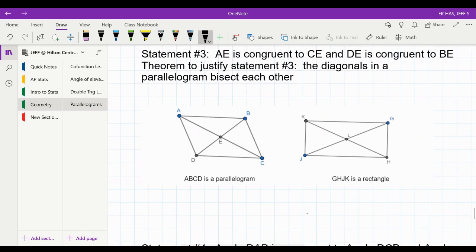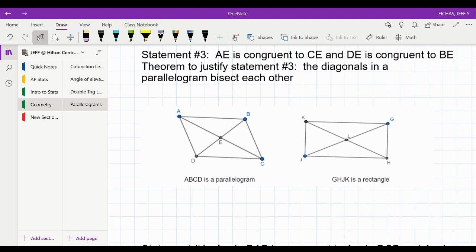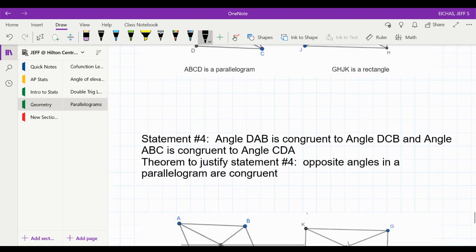All right, statement 3. Now, AE is congruent to CE. Again, it's a slash for congruent. What we're trying to show here is the diagonals bisect each other. Okay, diagonals in a parallelogram bisect each other. Those properties, when we upgrade to rectangle, all hold. So I want to go through those.